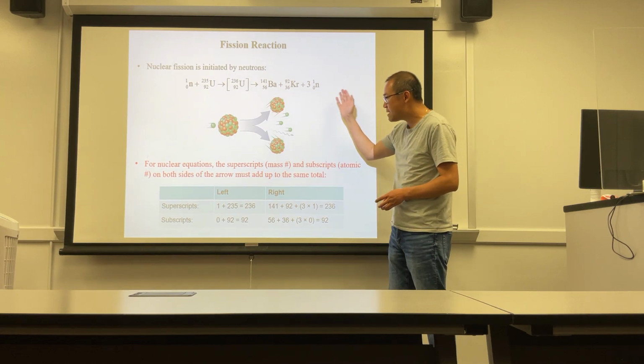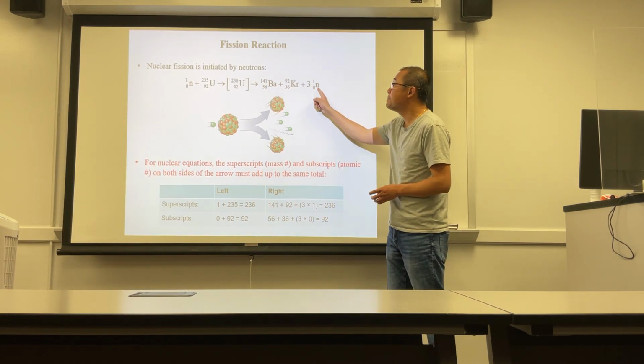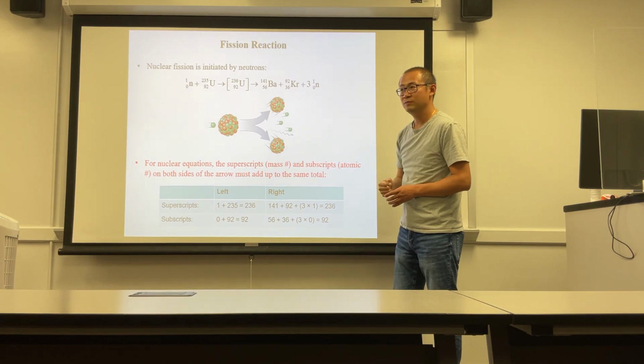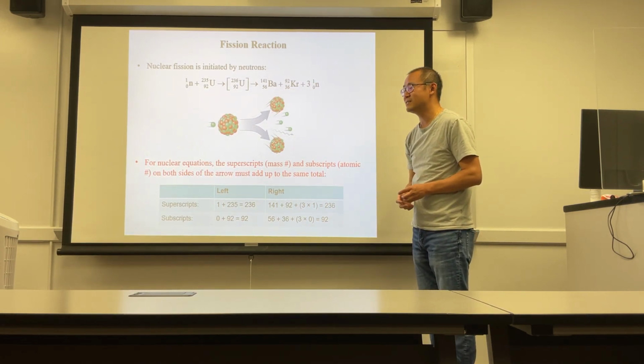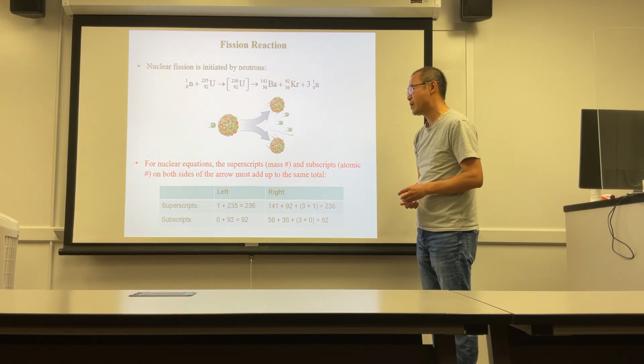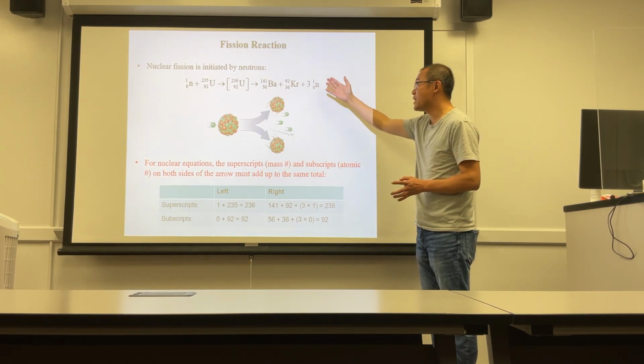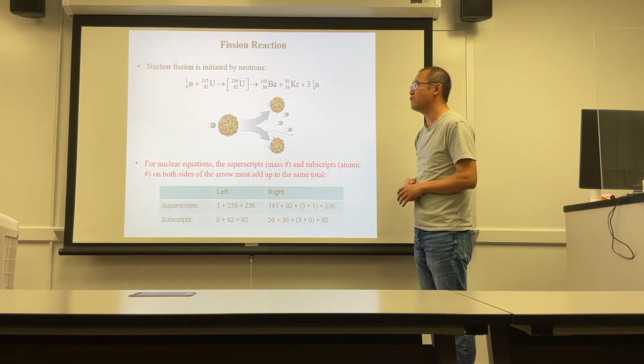And at the same time, 3 more neutrons are released. You get hit by a neutron, you generate what? 3 new neutrons, not 3 more. Now, this is the equation. How do we demonstrate a fission reaction?